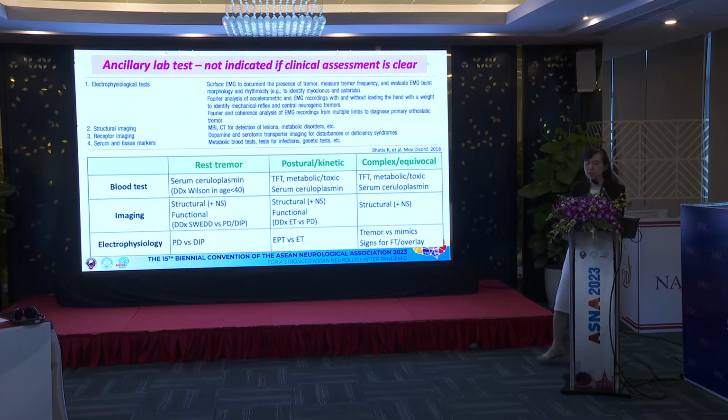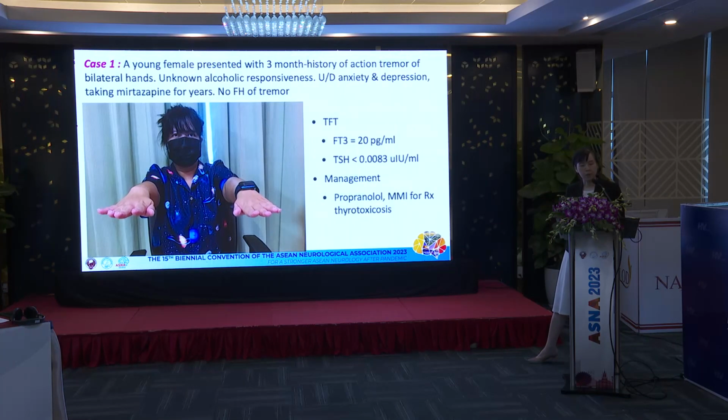The functional imaging can be done in patients with suspected drug-induced tremor or essential tremor versus PD because we want to know whether the patients have dopaminergic denervation or not. Electrophysiological study, including accelerometers and multi-channel surface EMG, can be done in the case of complex movement, where we can differentiate between tremor and tremor mix, and also document the signs of functional tremor.